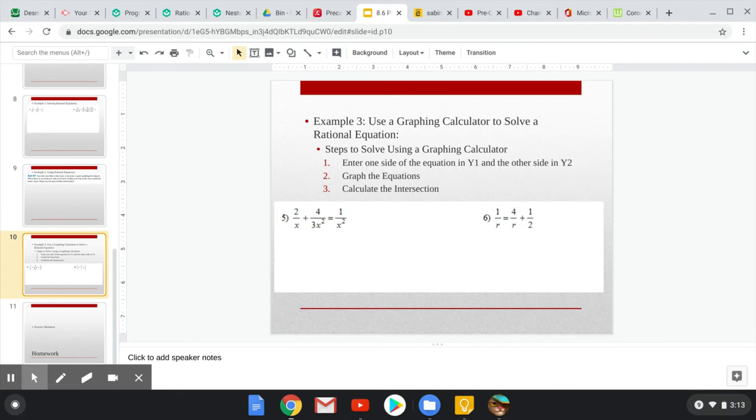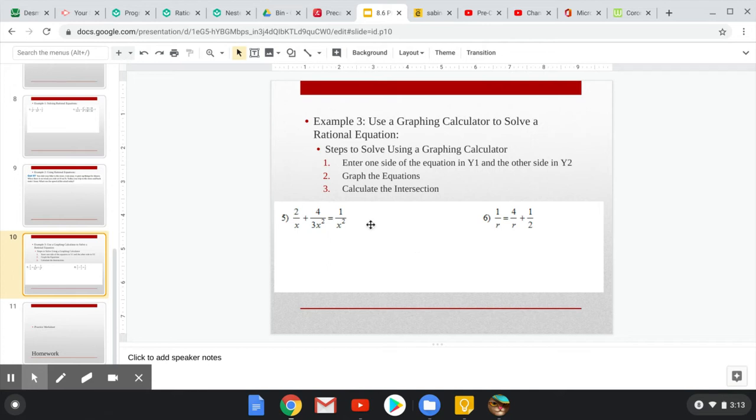Hey guys, we're continuing with 8.6. We're going to talk about how you can solve rational equations using a calculator. This is something that would be good if you had maybe a more complex one that didn't solve easily, or if you just wanted to check your work, you could use this to check your work.